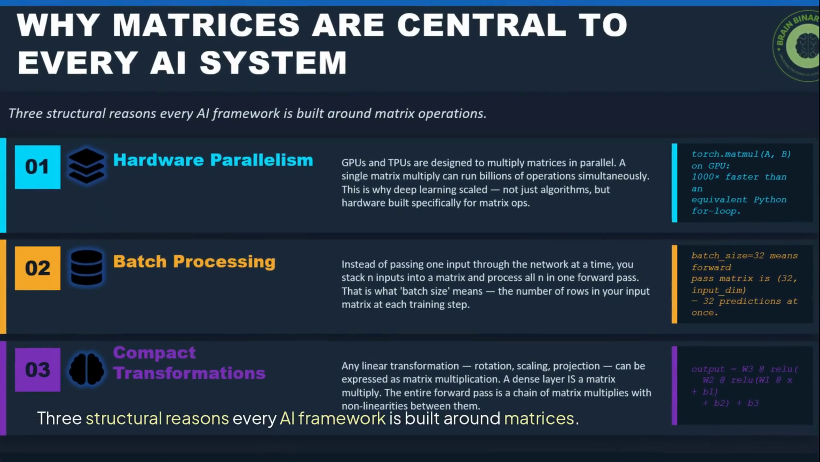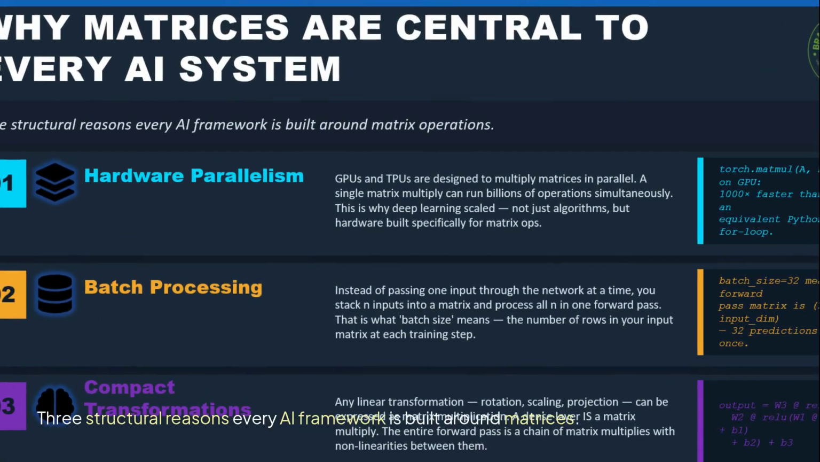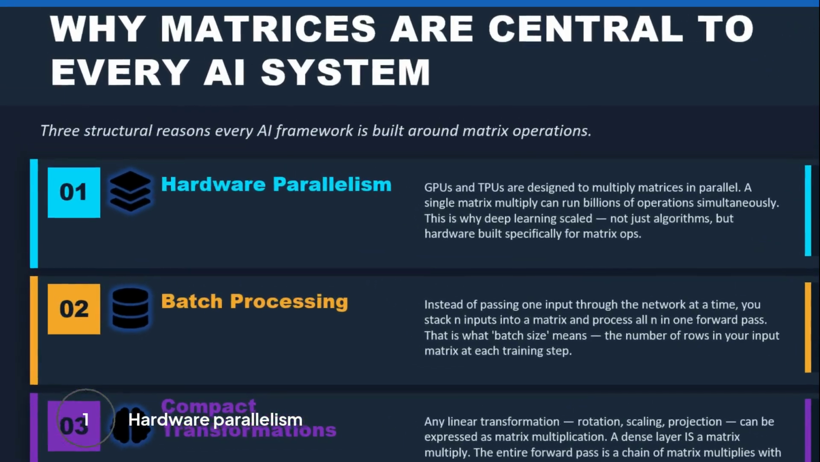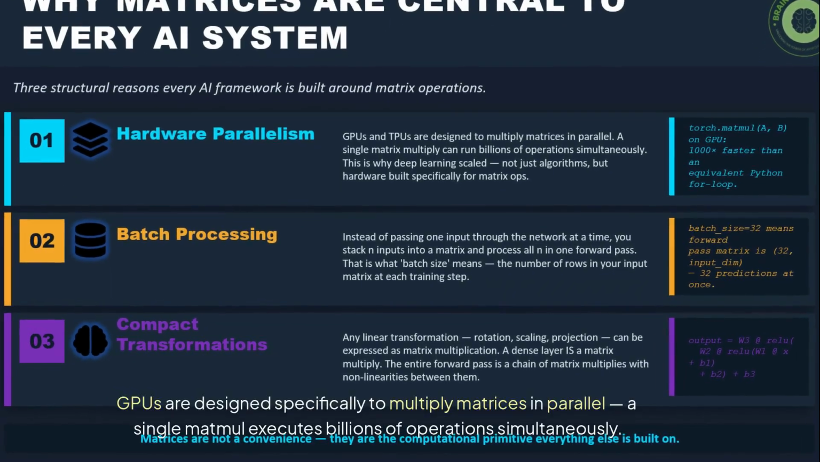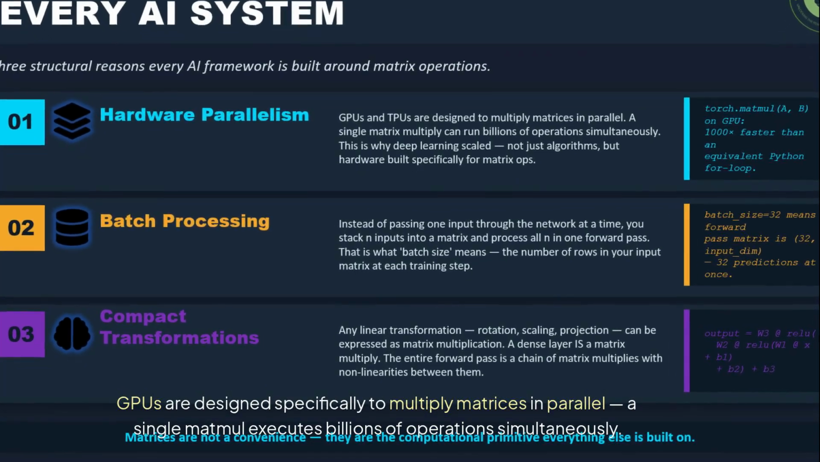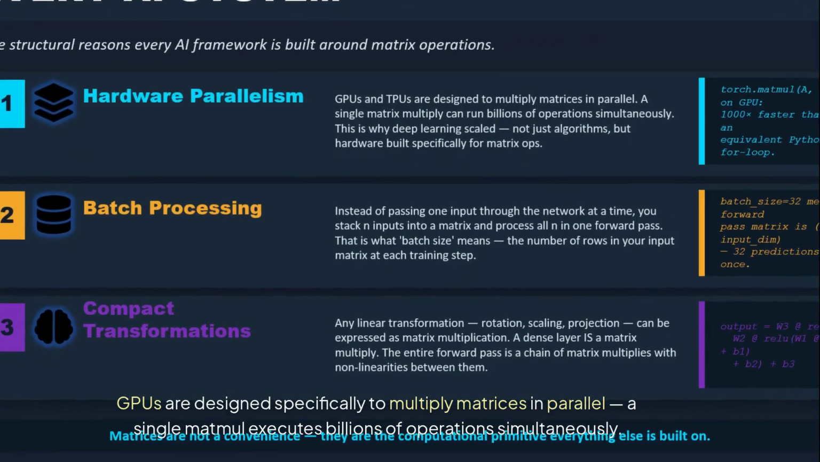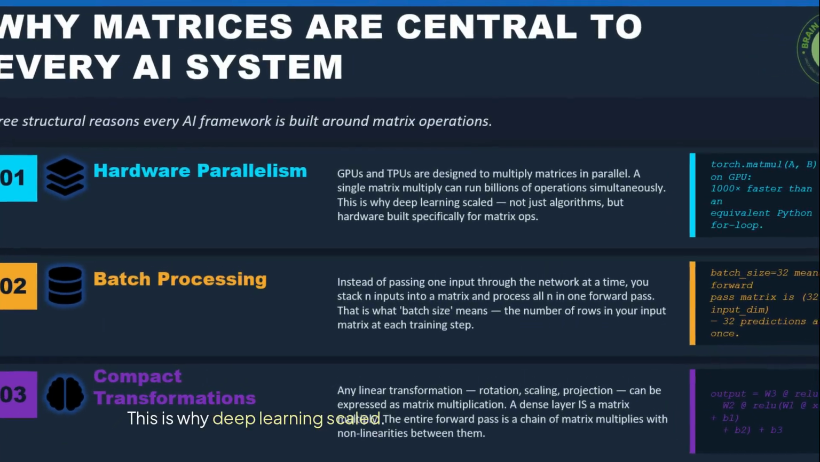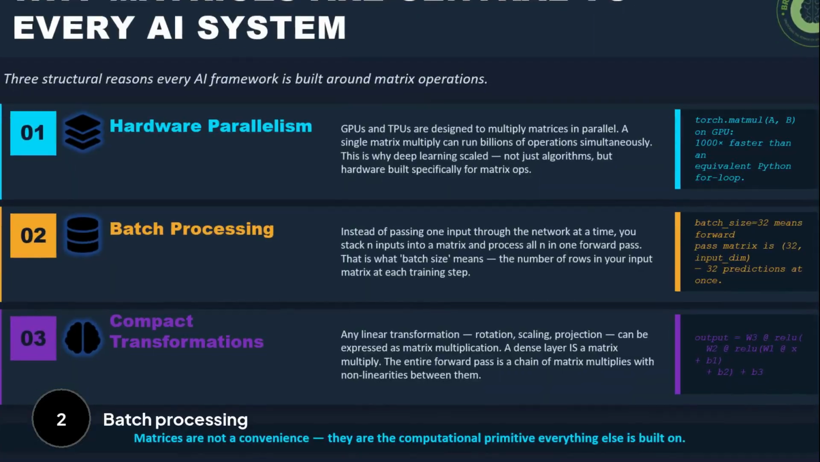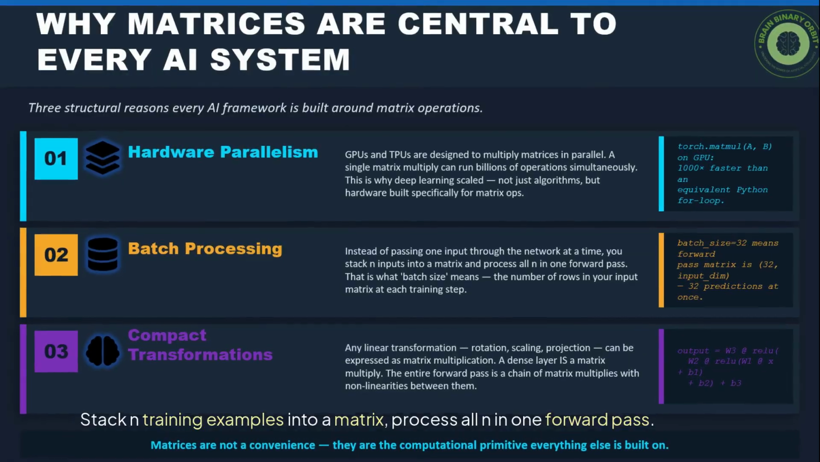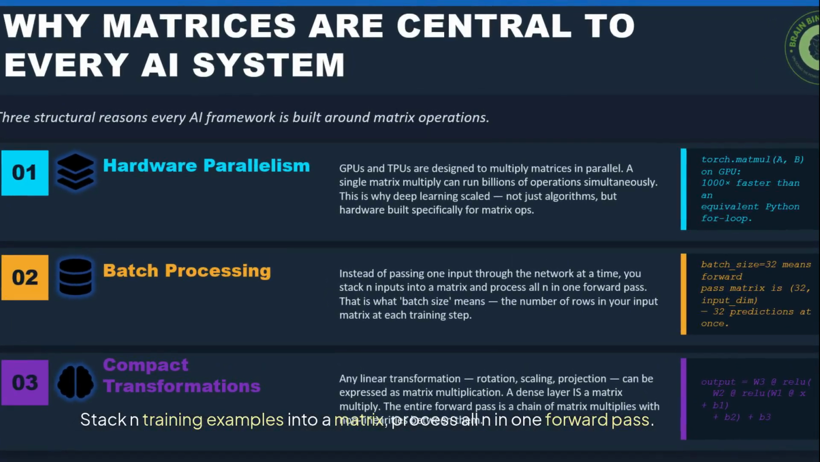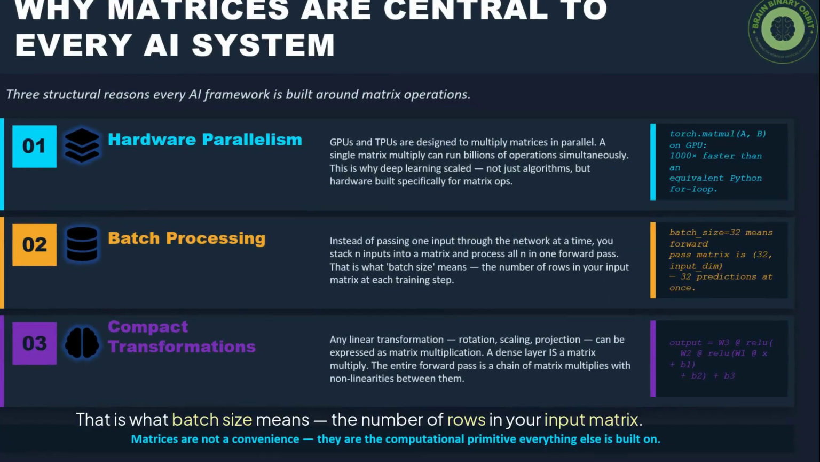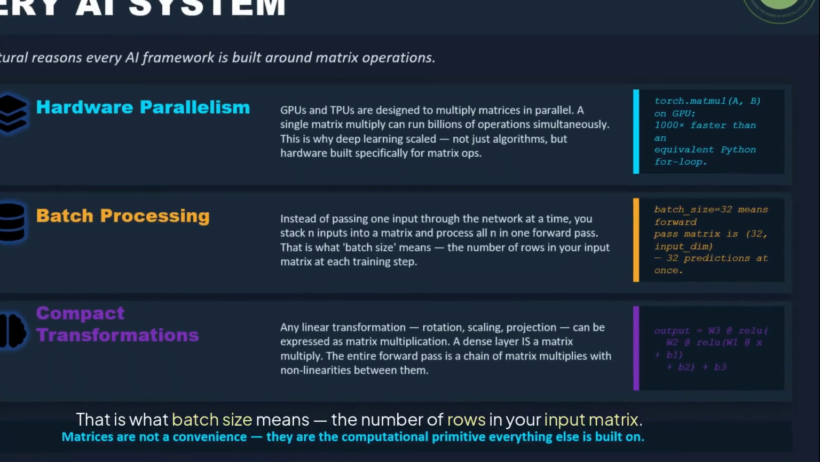3 structural reasons every AI framework is built around matrices. First, hardware parallelism. GPUs are designed specifically to multiply matrices in parallel. A single matmul executes billions of operations simultaneously. This is why deep learning scaled. Second, batch processing. Stack n training examples into a matrix, process all n in one forward pass. That is what batch size means, the number of rows in your input matrix.